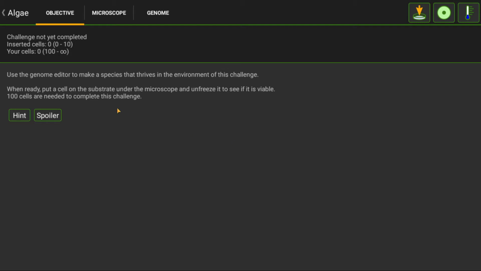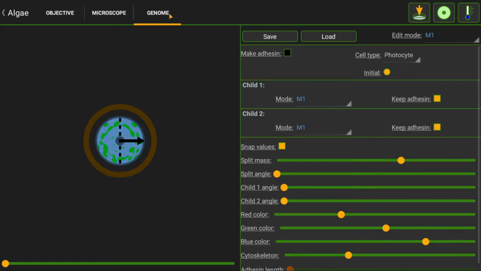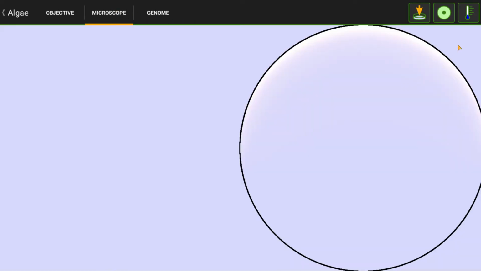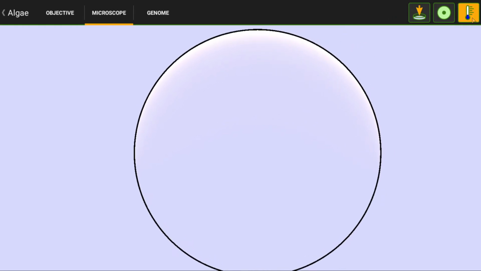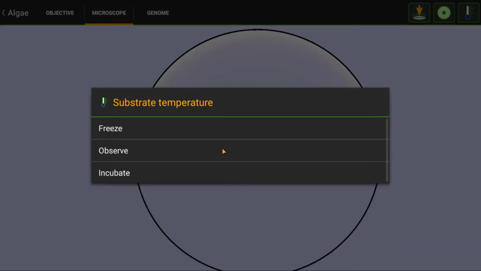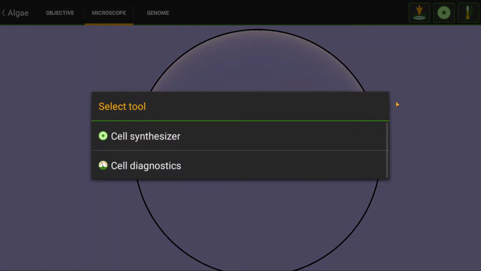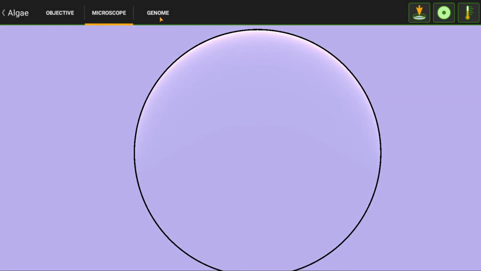This task right here is: use the genome editor to make a species that thrives in the environment of this challenge. When ready, put a cell on the substrate under the microscope and unfreeze it to see if it is viable. This challenge is called algae, and we need to get our cells to a count of 100 to pass the challenge. There's a temperature control: freeze, observe, and incubate. Freeze stops time, incubate fast forwards time, and observe is just regular. There's also a reset button.